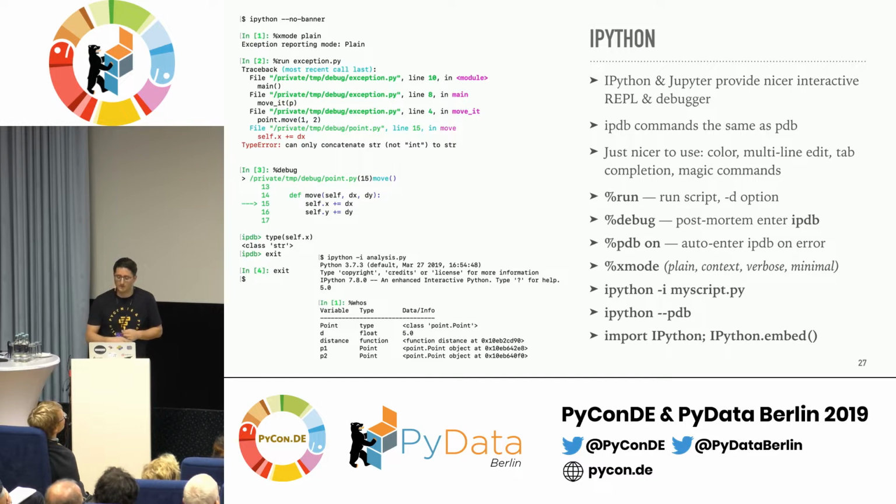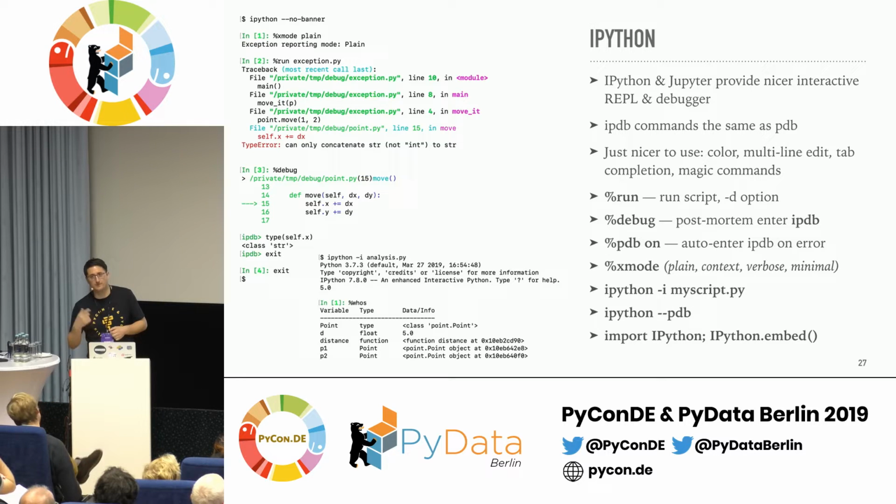And the magic commands that you'll use most often are %run to run a script, or %run -d so that you run the script, and when an exception occurs, go directly to the debugger. You can just run something, and then if an exception occurs, you can say %debug, and this will enter the debugger after the fact. And with %xmode, you can control how verbose these tracebacks are that are printed.